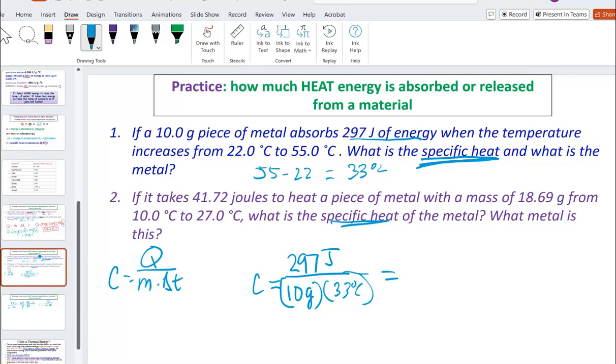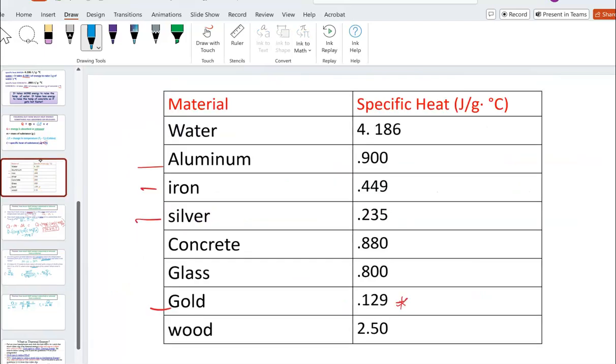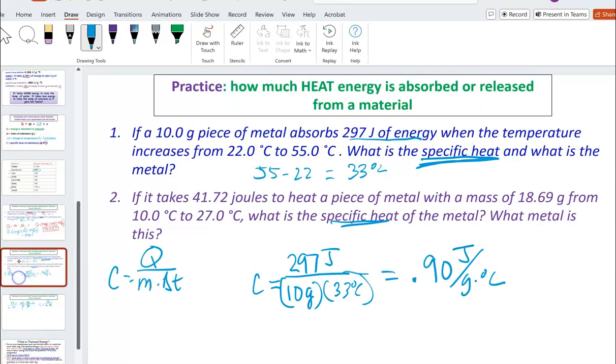Now I'm going to do my math. I'm going to say 297 divided by, I like to put the stuff on the bottom in parentheses, so parentheses, 10 times 33, close parentheses, is equal to 0.90 joules per grams times degrees Celsius. So that's my specific heat. So it says, what is the metal? So I'm going to go back to my chart, and the metal that I'm dealing with is aluminum.